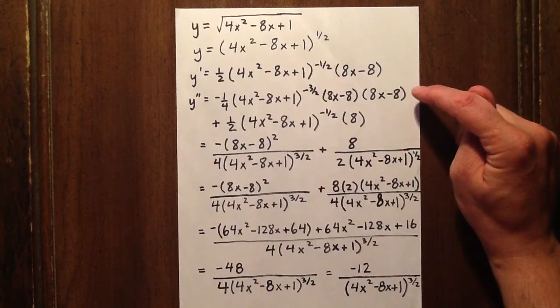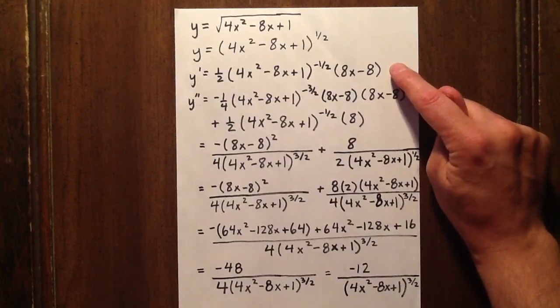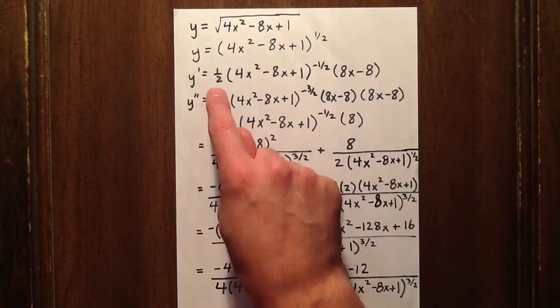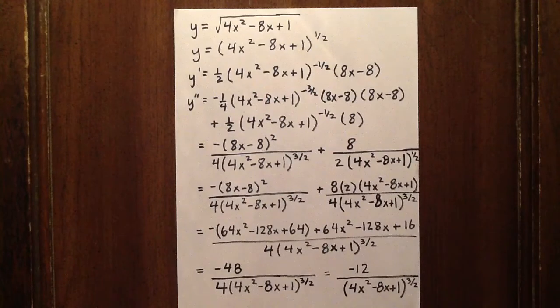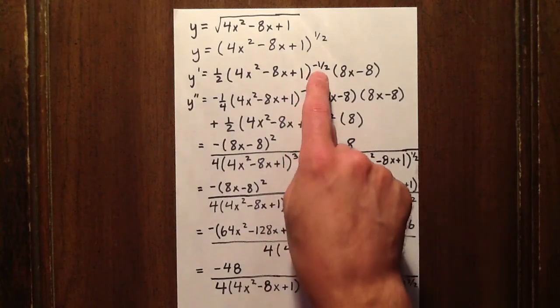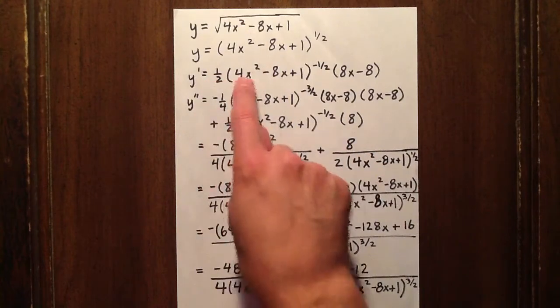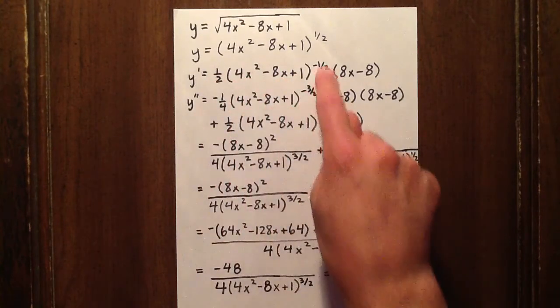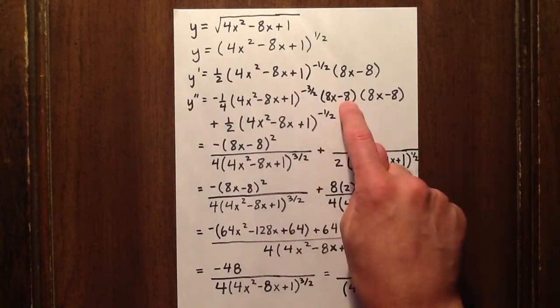So what we now have is an opportunity to take the derivative of this expression. Well, this is going to involve the product rule. We're going to take the derivative of 1/2 times 4x squared minus 8x plus 1 to the negative 1/2. And doing that, we go negative 1/2 times 1/2 is negative 1/4 times this expression, subtract 1 from that, but remember to multiply by the derivative of the interior.